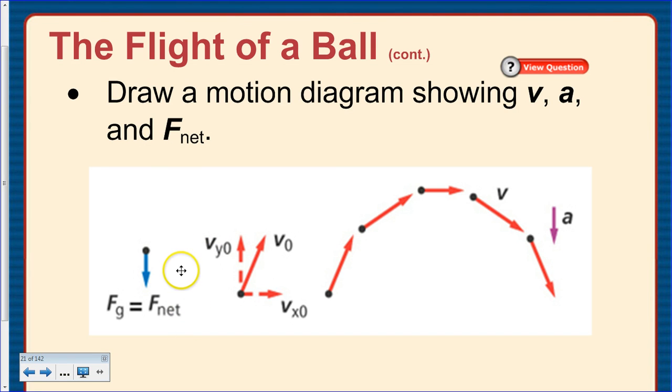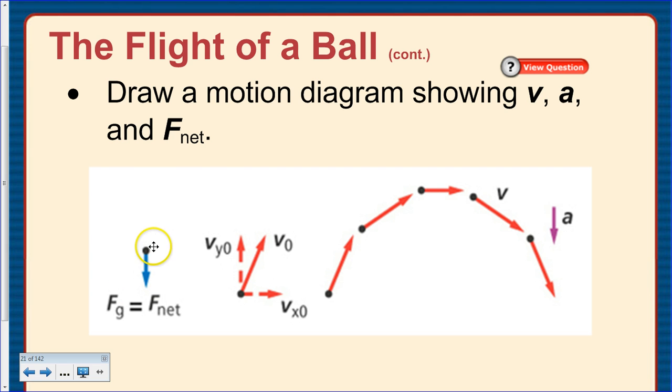If we do a free body diagram, we have a dot representing the ball. What's the only force acting on it once it leaves on its path? In other words, we're not including the force that got it moving. Once it left and was in the air, what's the only force acting on it? The answer is gravity. So this is the free body diagram.